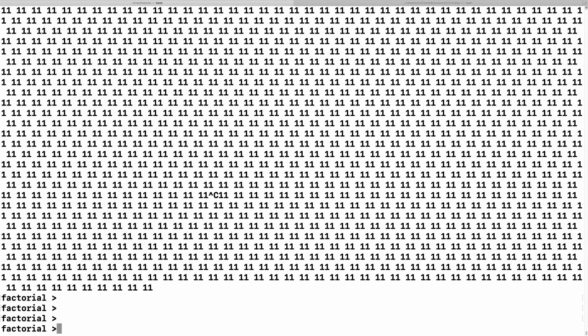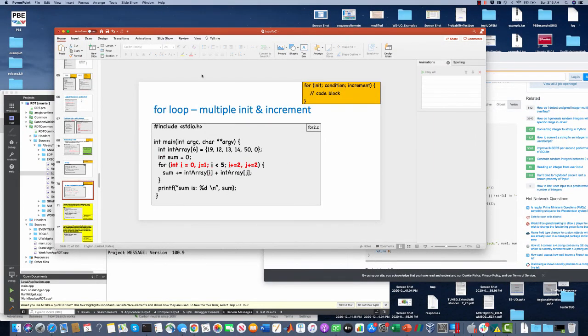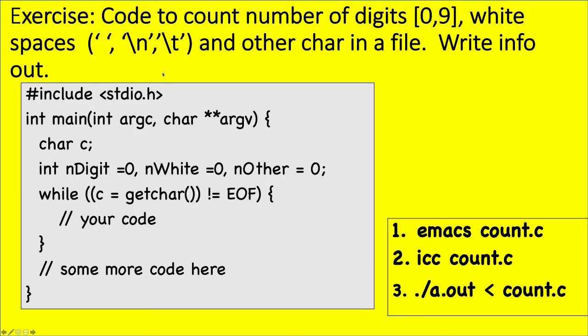Okay, so let's go back to the PowerPoint presentation. I have a little exercise for those of you who are interested. So here is the exercise. Basically, I want you to write code to count the number of characters in a file. So you're going to create a file, count.c. You're going to compile the file, and then you're going to run the file. And you're going to run it this way here. This ./a.out, that's running our application.